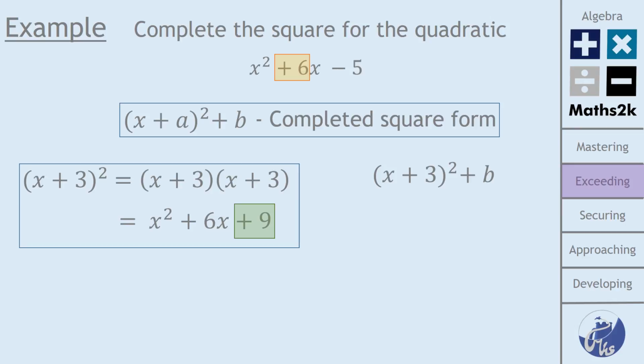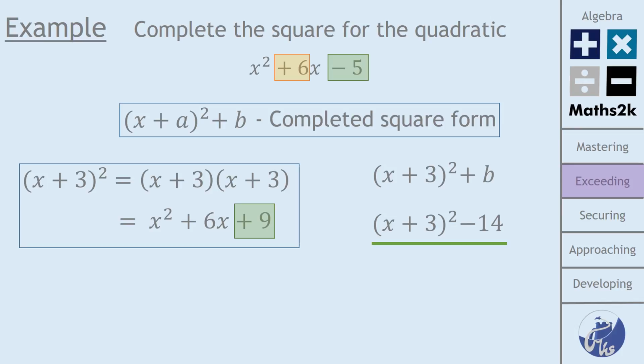So at the minute, when we expand this, we get plus 9, but in the original, we had minus 5. So you have to think, what would I have to do afterwards, once I've expanded this bracket, to get from a positive 9 back to a negative 5? And to do that, you would need to subtract 14. So our final answer is to have x plus 3 squared minus 14, and that is our completed square form.